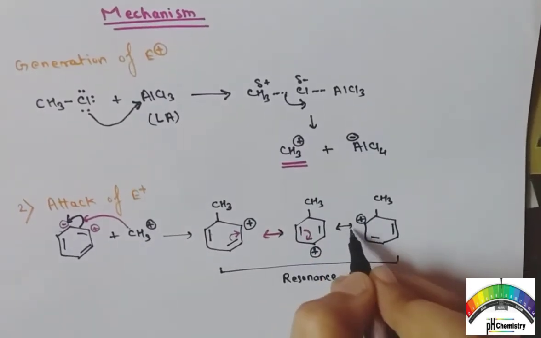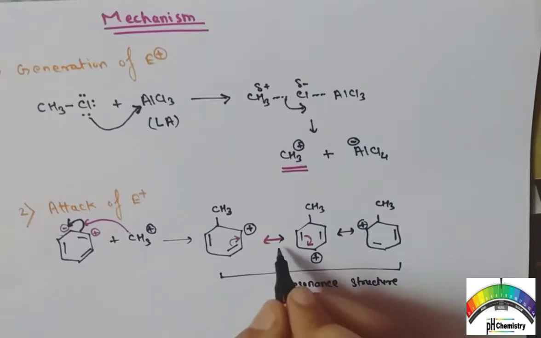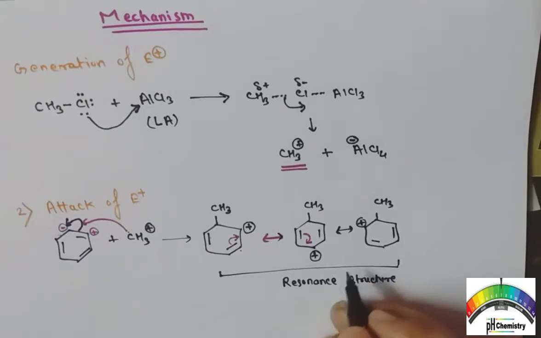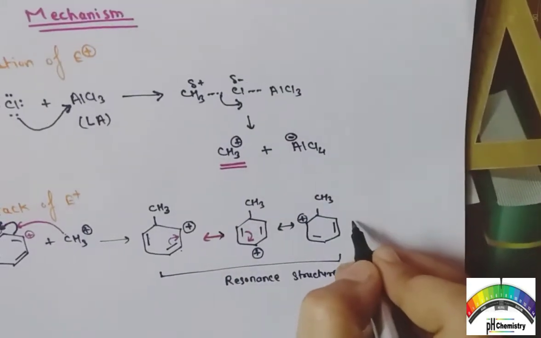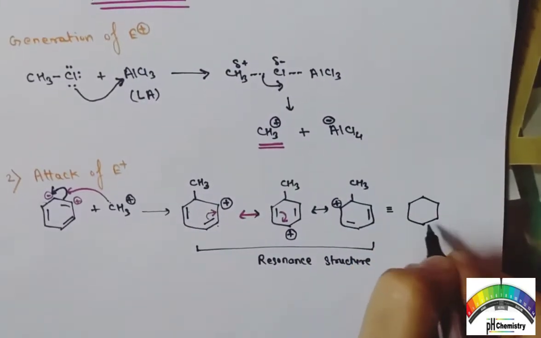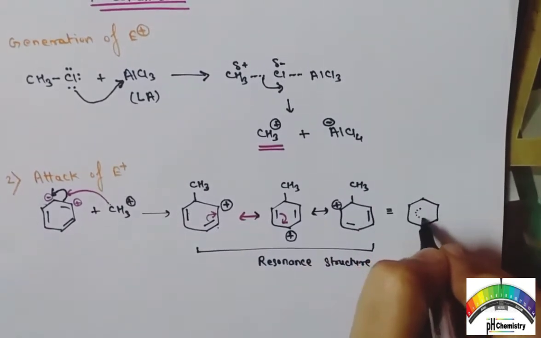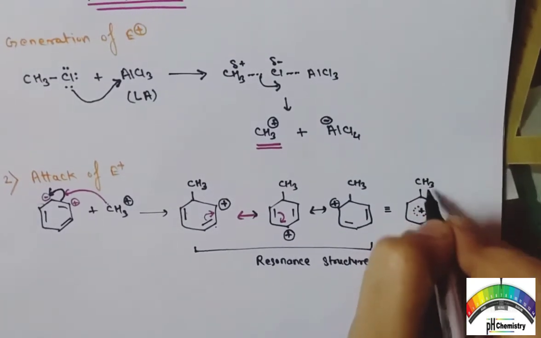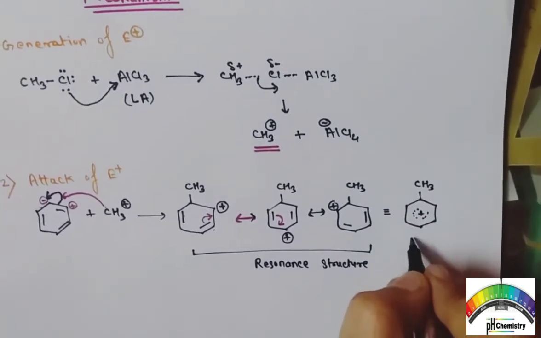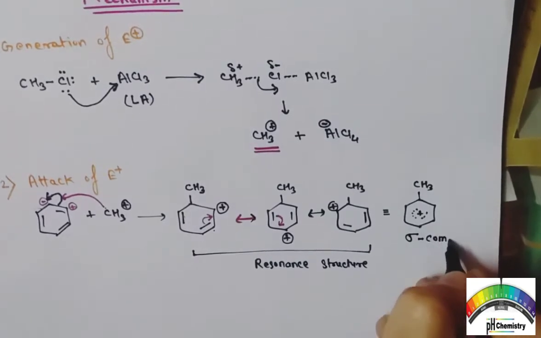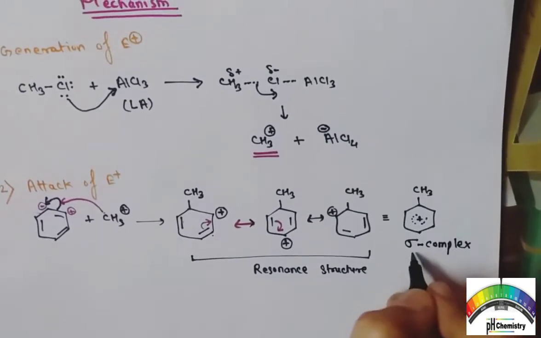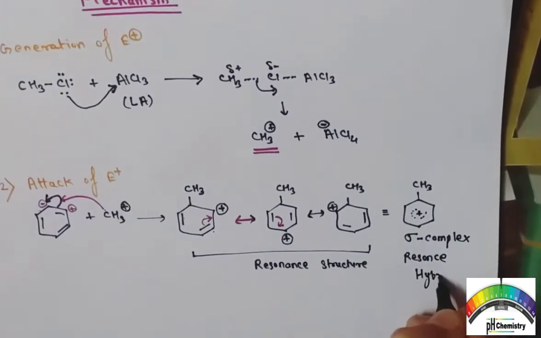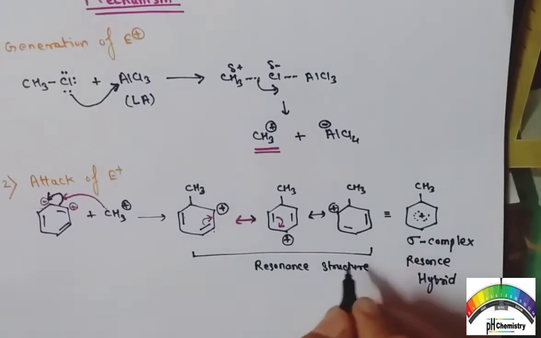Resonance structures are always shown by a double-headed arrow. The double-headed arrow means resonance structures. So what will be the resonance hybrid of these structures? As the positive charge is moving all over the ring, we can write the resonance hybrid like this. It is also known as sigma complex. This is a resonance hybrid, and these are the resonance structures.